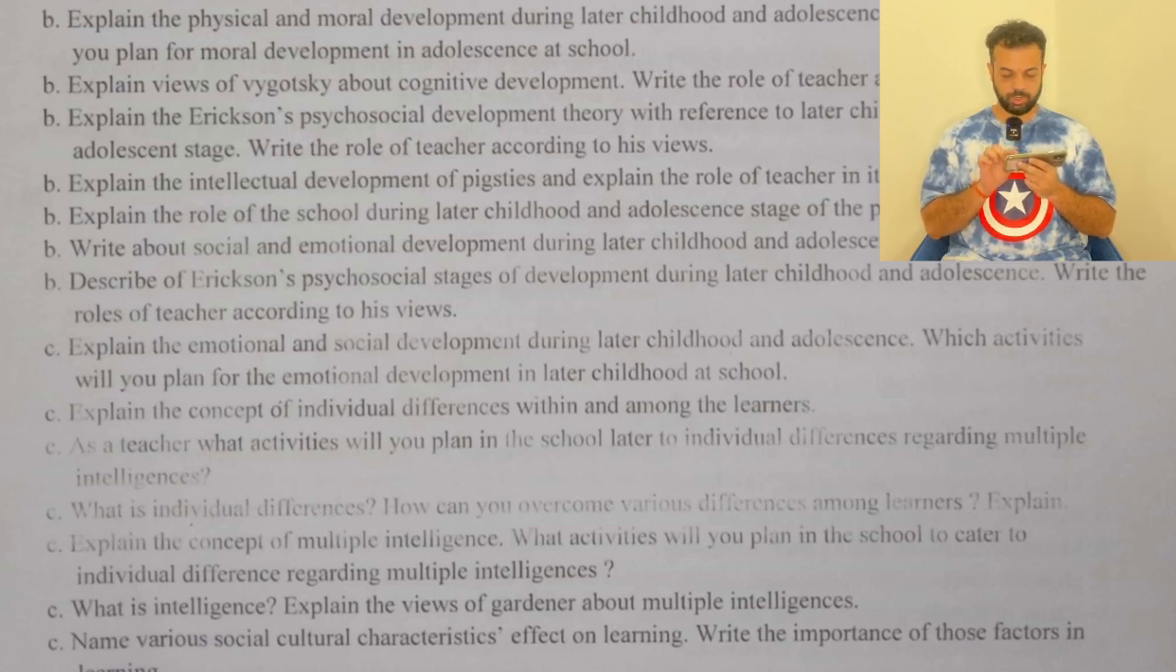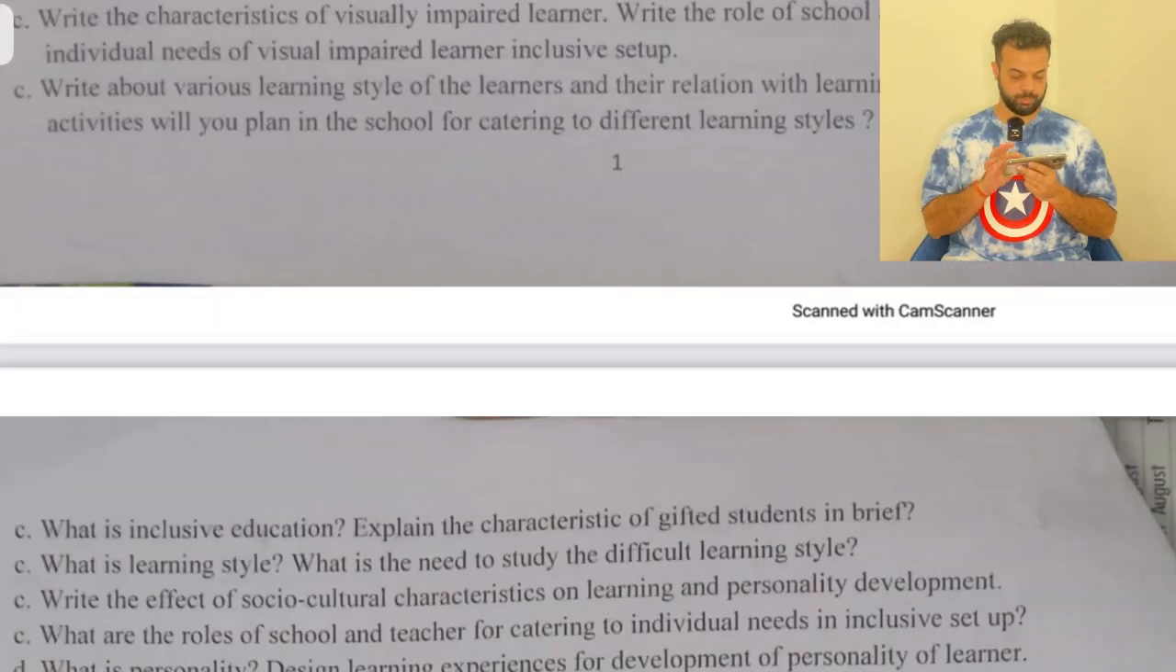Next is: explain the concept of multiple intelligence. What activities will you plan in school to cater to the individual differences regarding multiple intelligence, right? Next part, which is: what is intelligence? Explain the views of Gardner about multiple intelligence. Name various sociocultural characteristics that affect learning. What is the importance of those factors for the learners?